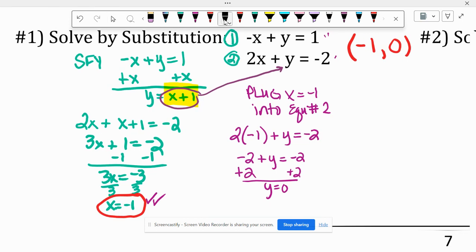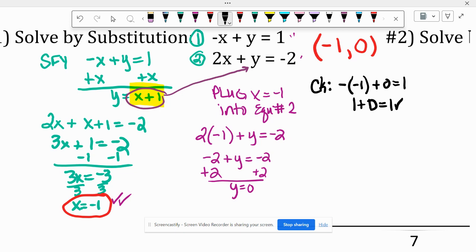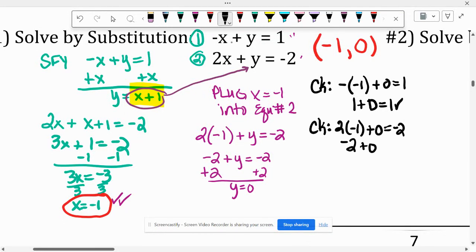Now, what do I have to do to make sure I've done this correctly? Yeah, you have to check it. So here's my check. Negative times my x coordinate, which is -1, plus y, which is 0, equals 1. Well, the opposite of -1 is +1. +1 plus 0 does in fact equal 1. Checked it for the first equation. Now I need to check it for the second equation. 2 times -1 plus y, which is 0, equals -2. Well, 2 times -1, that's -2, plus 0 equals -2. And that is true. So, done what I needed to do.